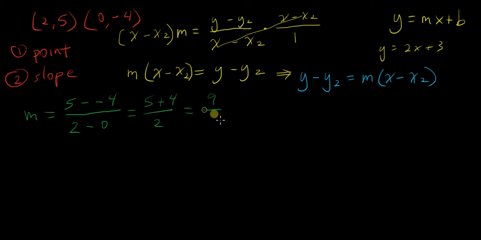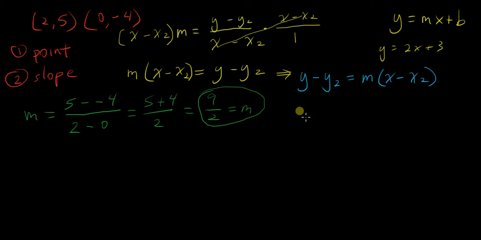That gives me 9 halves. I'll write the m again over here. There's my slope. Well, I have everything I need to fill this in. I have a slope, which is m, and I have a point. I'm either going to take this point or this point, and here for the specific x2, y2 point, I'm going to put those in there. And then the generic y and x, I'm just going to leave those alone.